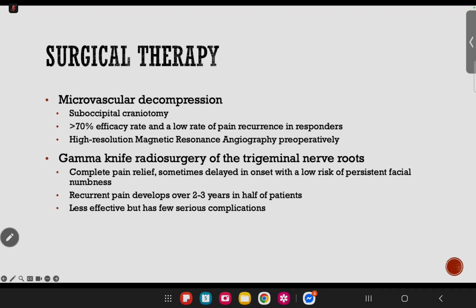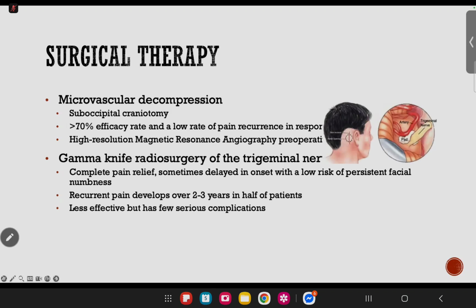High-resolution magnetic resonance angiography is useful preoperatively to visualize the relationships between the fifth cranial nerve root and the nearby blood vessels. As you can see in the picture, the procedure requires a suboccipital craniotomy. That is the incision site.